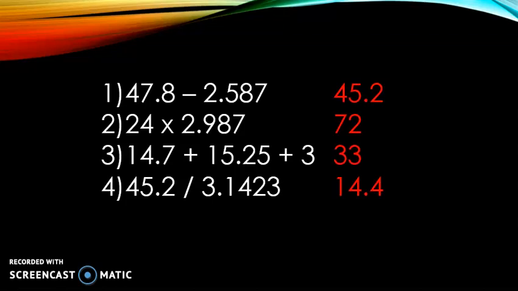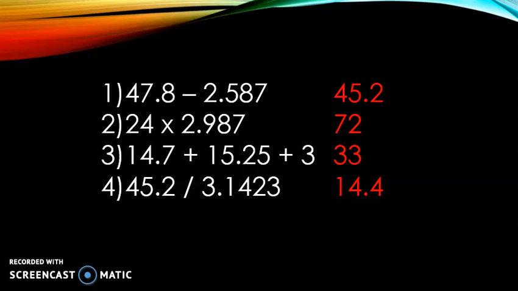The answers to these problems. So problem number 1, we have subtraction. The last common decimal place between these two numbers is the tenths place. So no matter what you get in your calculator, you round it to the tenths, which is why you get 45.2.